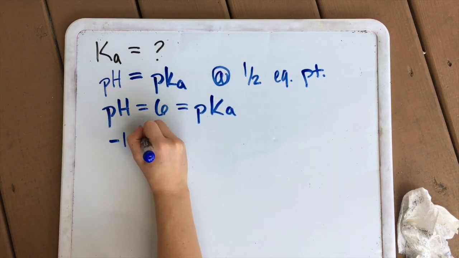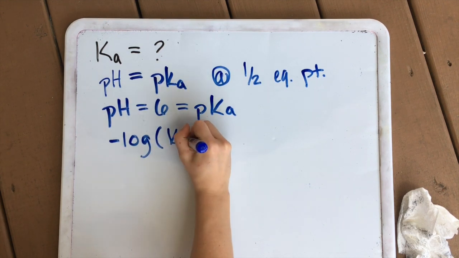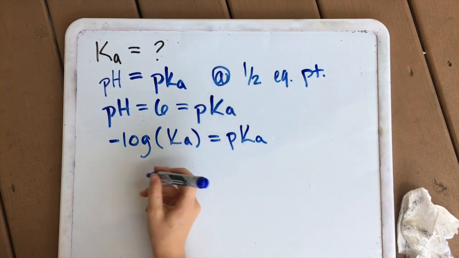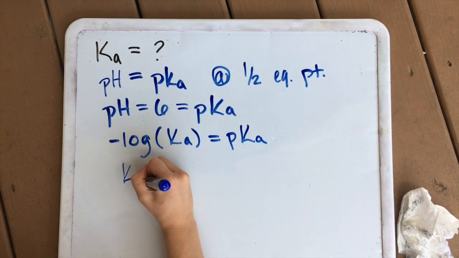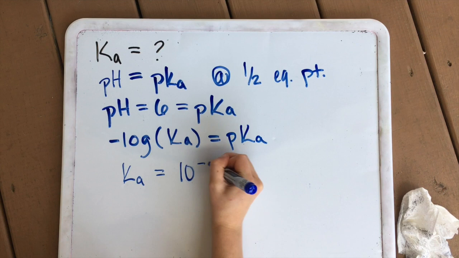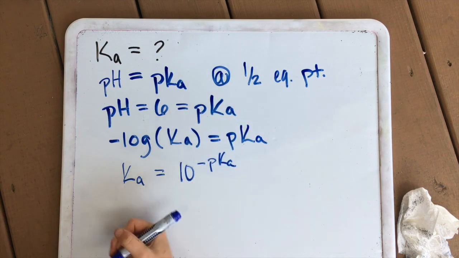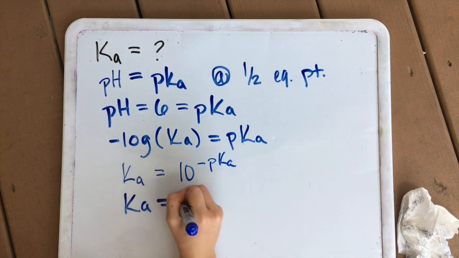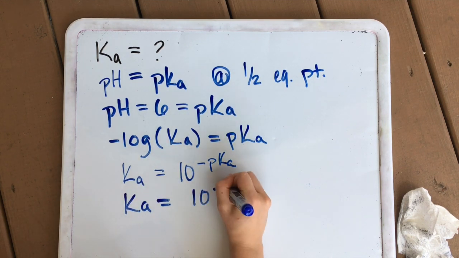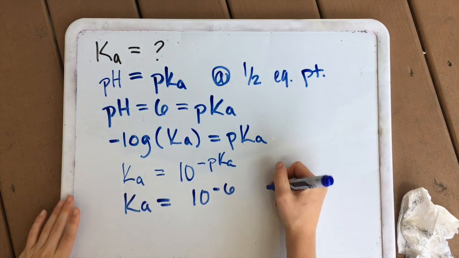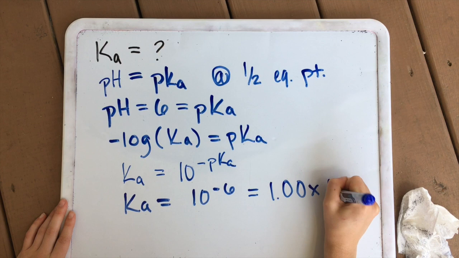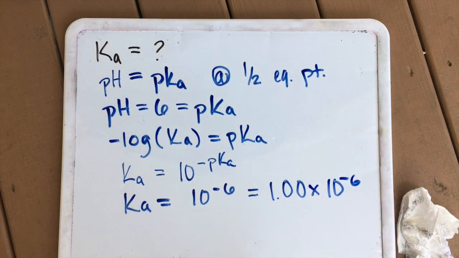Now it's an easy conversion from the pKa to the Ka. Negative log of Ka equals pKa, or Ka equals 10 to the negative pKa. So the Ka equals 10 to the negative 6. Or, when we correct for sig figs, 1.00 times 10 to the negative 6 is our Ka. And that's our solution.